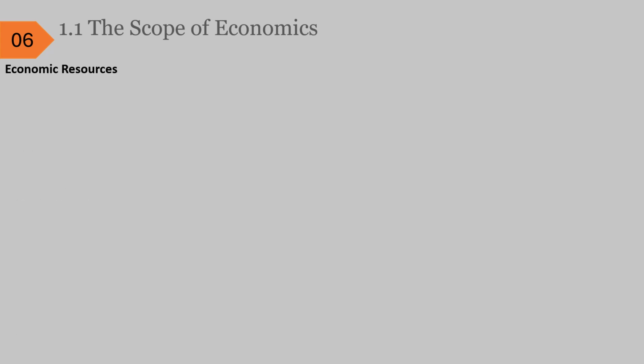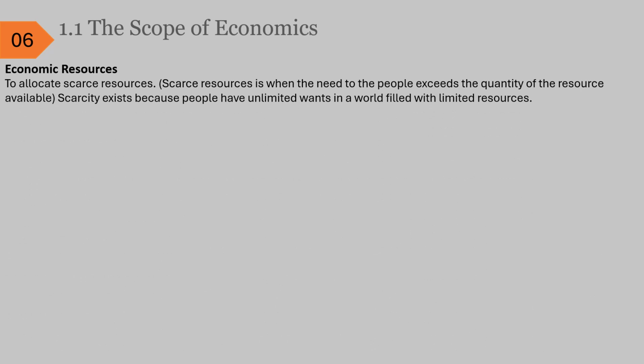Okay, so now we're going to look at economic resources. We discussed scarce resources in our first slide, where we looked at the definition of what economics means, and it talked about allocating resources. To allocate scarce resources is when people have unlimited wants in a world filled with limited resources.